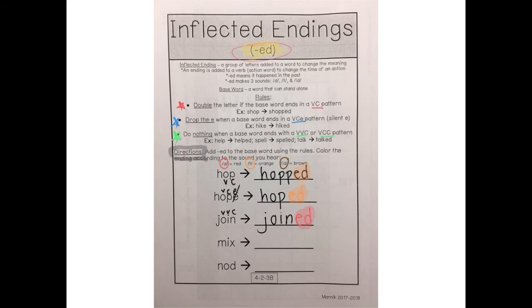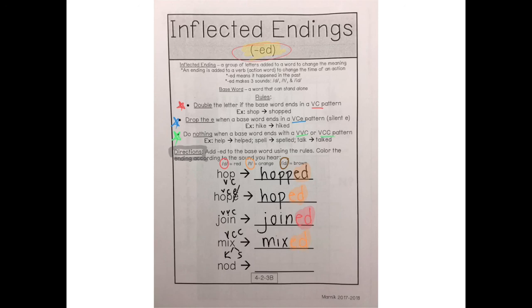Then I have the word mix. Mix, I have vowel, consonant. So normally I would think that I double it, but I know that X is tricking me because X is really two sounds. It's k, s, which means I really have two consonants. So that is another one that I do nothing for. Mix, and I add my ED. When I say it, I say mixed. So I hear that T sound again, so I'm going to need to color it in orange.